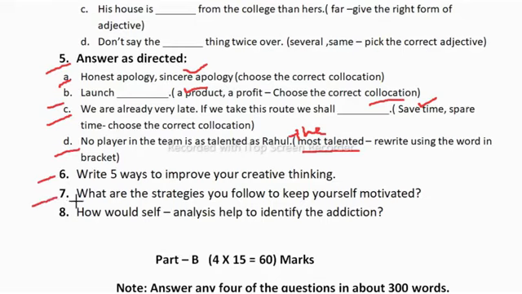Now let's move to the seventh one. What are the strategies you follow to keep yourself motivated? So students, this question is from unit 3, motivation. So how can you motivate yourself? We can motivate ourselves by regular review of our goals and progress. And the second, continue to set new goals, keep the momentum up, and find mentors. For example, someone you look up to who is experienced in the habit you want to change. And the last one and the most important, surround yourself with positive people. In this way you can motivate yourself.